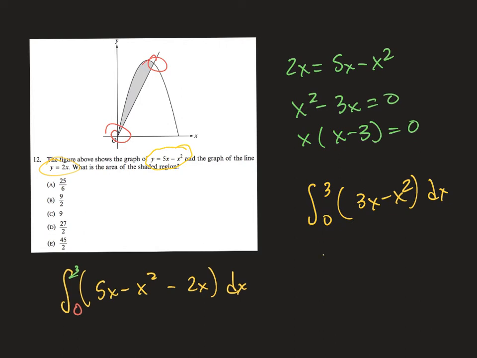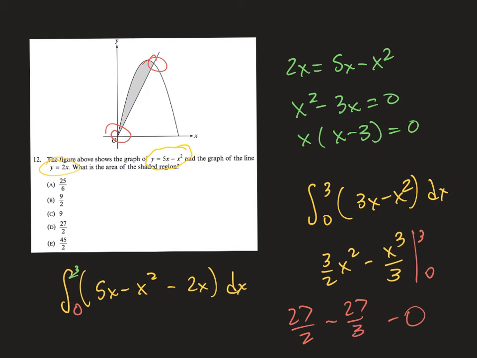The antiderivative is 3 over 2 x squared minus x cubed over 3. We're going to evaluate that from 0 to 3, or from 3 to 0. When you plug in 0, you're just going to get minus 0. So really all we have to do is plug in the 3. So I'm going to get 9 times 3 is 27 over 2 minus 27 over 3. And I just got to figure out what that equals. Well, 27 over 2 is 13.5. And 27 divided by 3 is 9. So this is just 4.5. And in terms of fractions, we got 9 over 2 right there.